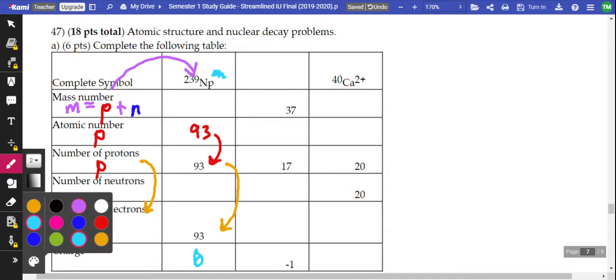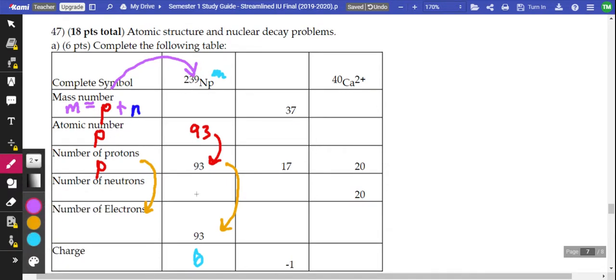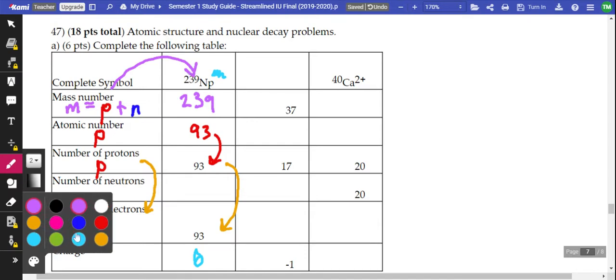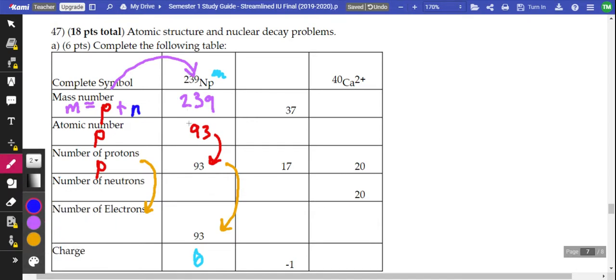Okay, so the last thing we need to figure out is the number of neutrons. Again, we can get that from the mass number. If our mass number is 239 in this case, based on what our symbol tells us, well, if we take our number of protons plus neutrons, which is our mass number, and subtract out the number of protons, what's left is the number of neutrons. So 239 minus 93 leaves us with how many neutrons we have in this atom, which is 146 in this isotope of neptunium.